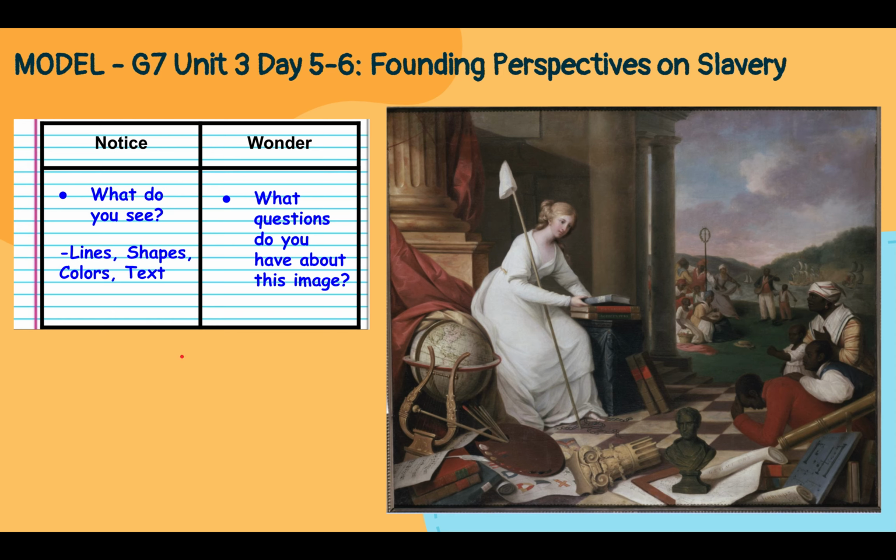When we notice and wonder, we want to create a T-chart, a line down the middle with another line going across. This will make two columns. On the left-hand column, we want to title it Noticing, and this is where we're going to write everything that we see. On the right-hand side, we want to title it Wondering, and this is where we're going to write down all the questions we have about the image.